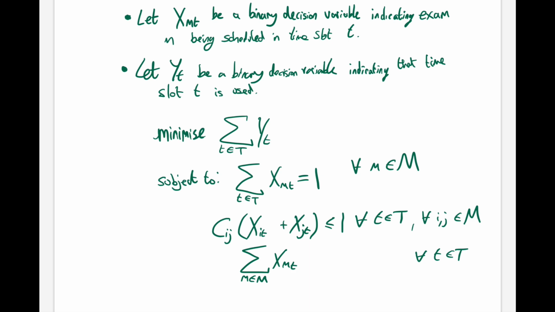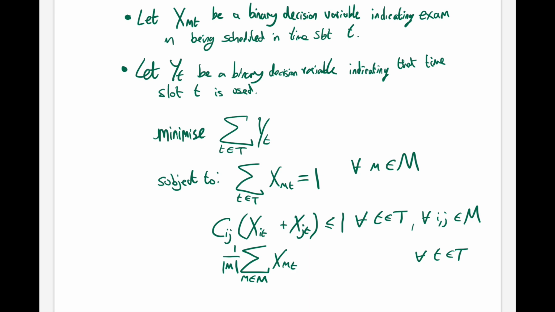Now we cannot compare this to yt directly because yt, remember, is a binary decision variable. And this expression here, the number of exams, can be any integer. So that can be above 1. So we can normalize this to be between 0 and 1. Now what's the biggest value this could possibly take? Well, that would be if all the modules are scheduled in the same time slot. So if we divide this by the number of modules, then this expression here should be something between 0 and 1. 1 if all the modules are scheduled, 0 if none of them are scheduled.